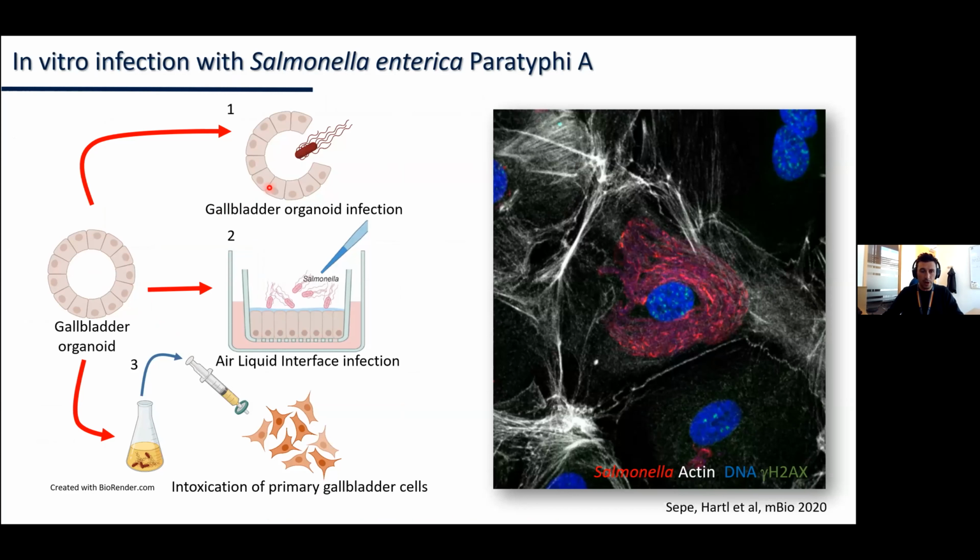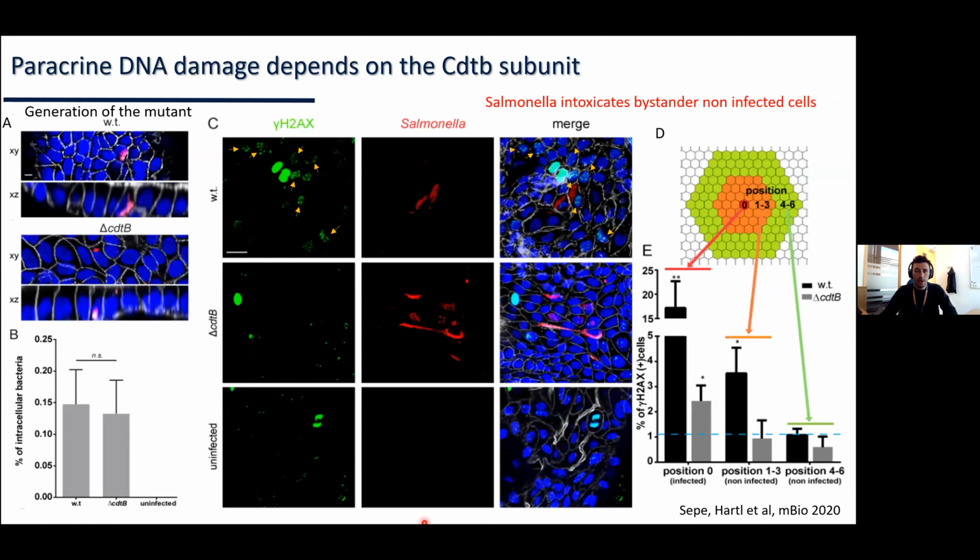We have been infecting organoids and producing mucosoids of the gallbladder. To study the intoxication, we have also used normal cells of the gallbladder plated on plastic to see the short-term effect of the toxin. The results were quite nice.